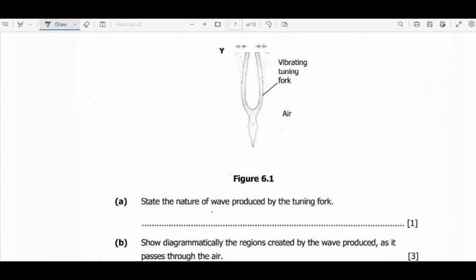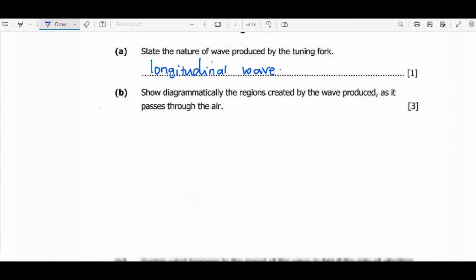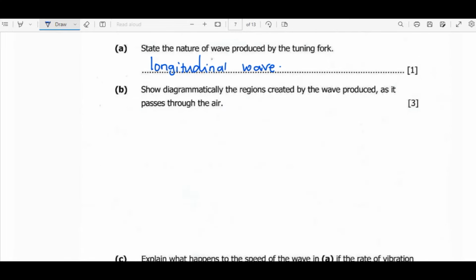Question A, state the nature of the wave produced by the tuning fork. So it's longitudinal. Sound is a longitudinal type of wave. So in a longitudinal wave, we are expecting to have rarefactions and compressions. Then B, show diagrammatically the regions created by the wave produced as it passes through the air.